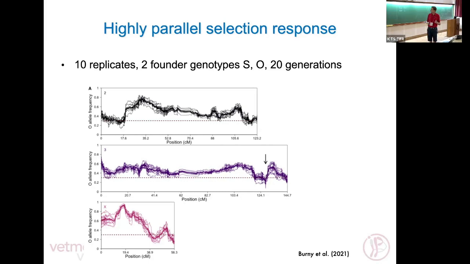Anyway, what I find a super interesting result, compared to what I showed you before, where we had all the redundancy and the replicates were doing different things, is that with the two genotypes we now see a super parallel response. Each of the lines corresponds to one of 10 replicates. So these 10 replicates evolve super parallel and show the same strong selection response.